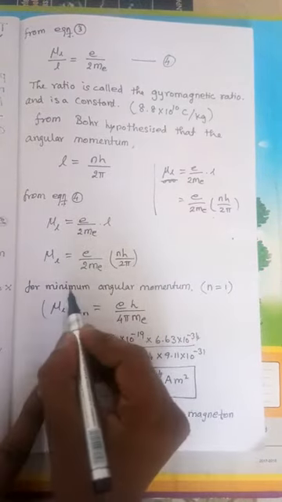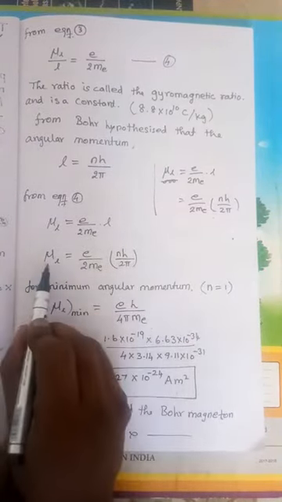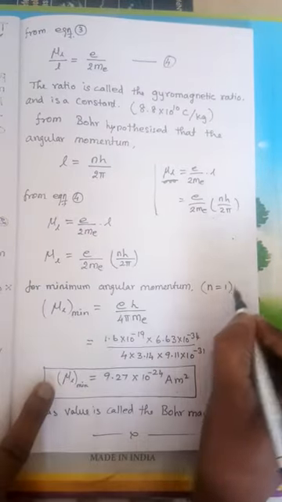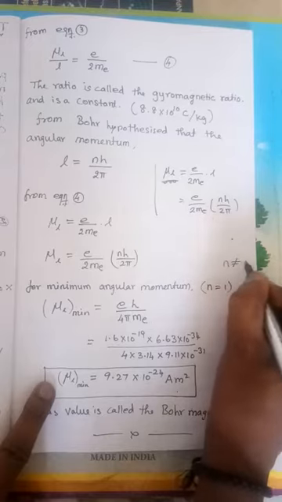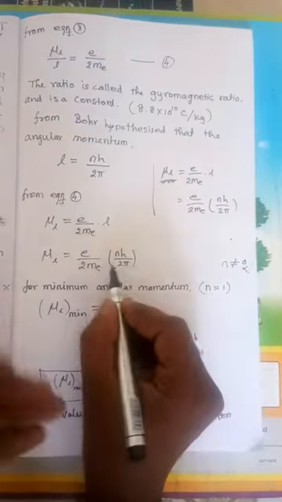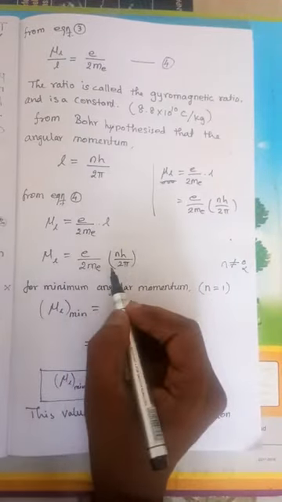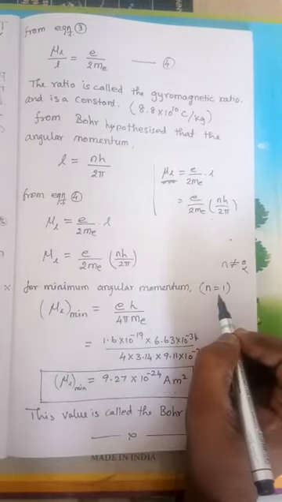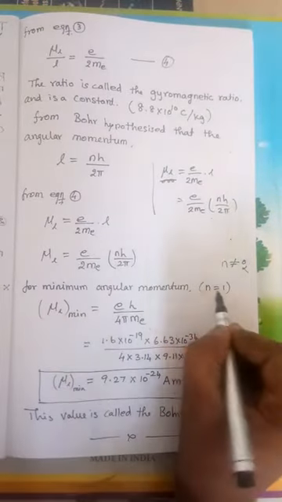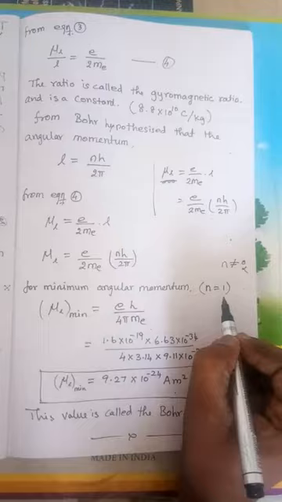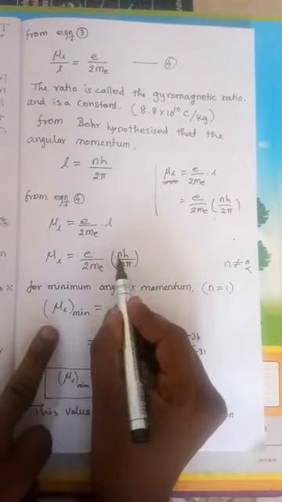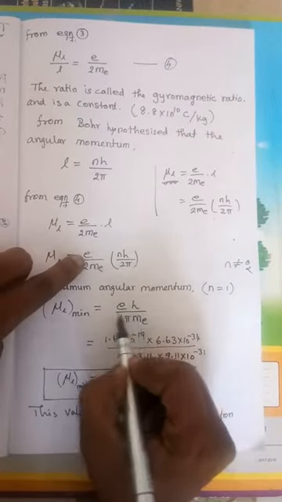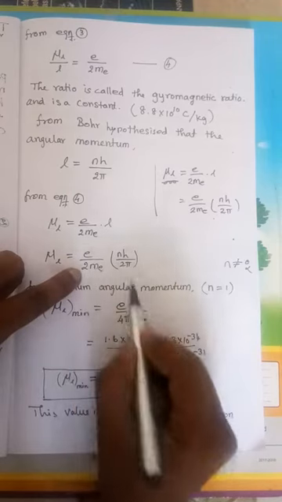Here, if we want to find the minimum value of the angular momentum, n will become 1. n is not equal to 0. 0 will not come, because if it is 0 it is a meaningless value. So the beginning value is 1 only. So for minimum angular momentum n is equal to 1. You substitute n is equal to 1, so it will become eh by 2 into 2, that is 4 pi me.